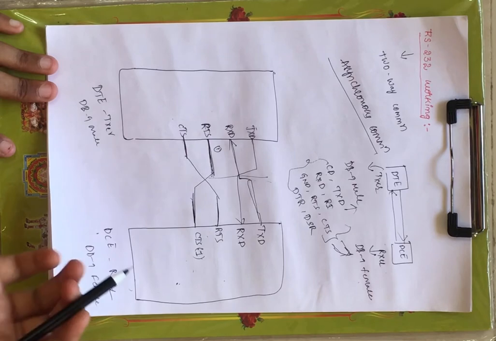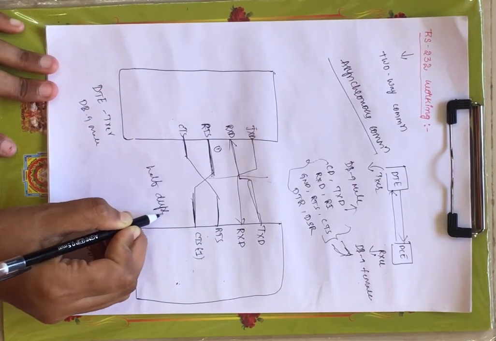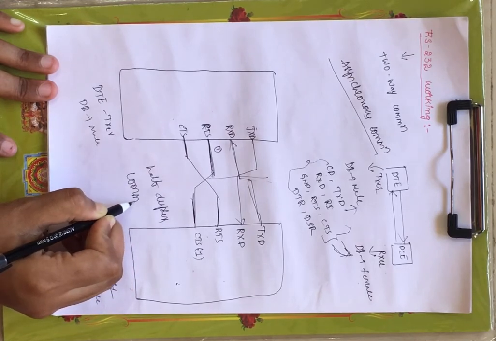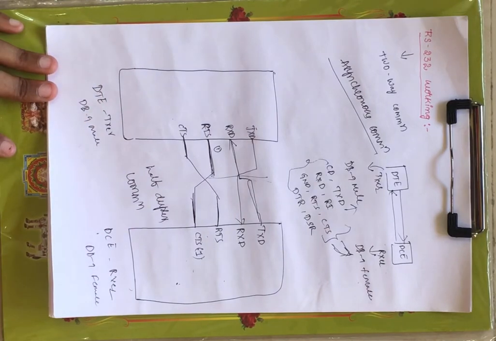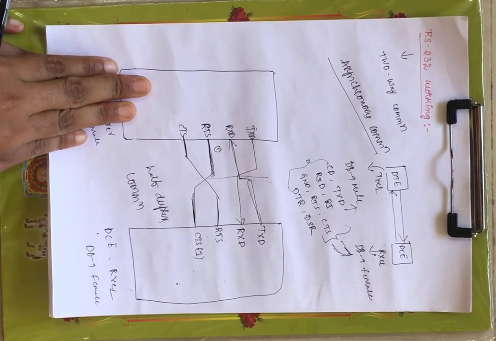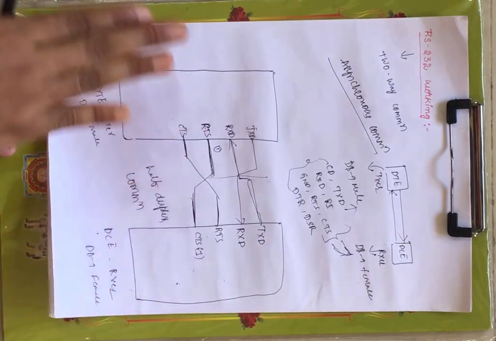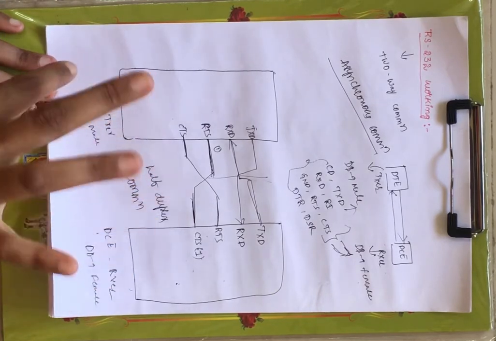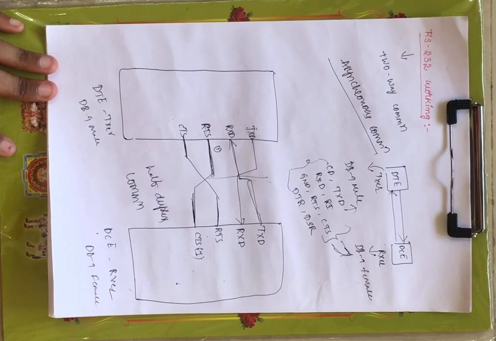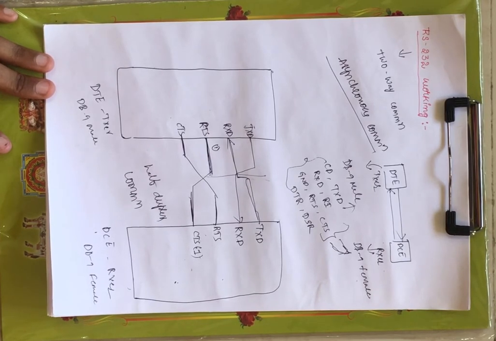This is serial communication, and at a time it is half duplex communication. It supports half duplex communication. At a time both transmissions are not possible, right? When DTE is transmitting the data, DCE is receiving the data. When DCE is transmitting the data, DTE is receiving the data. But this two-way communication is not occurring at a time, right? That's why it is a half duplex communication, right? This is the actual working of RS-232.